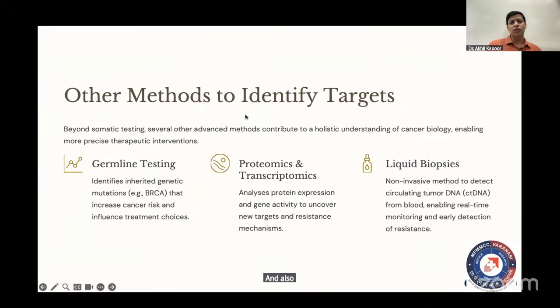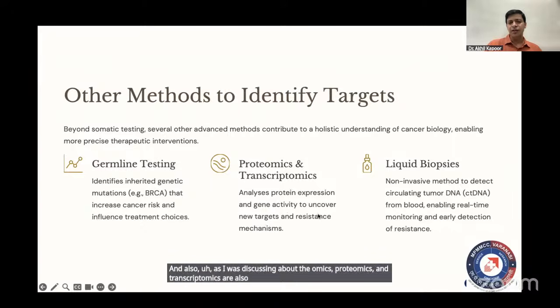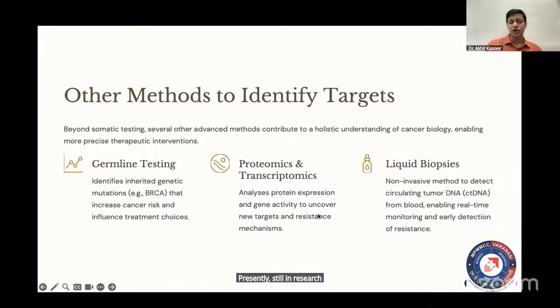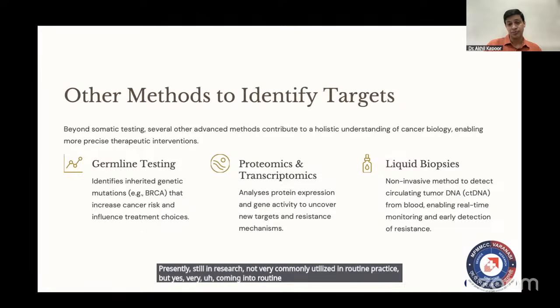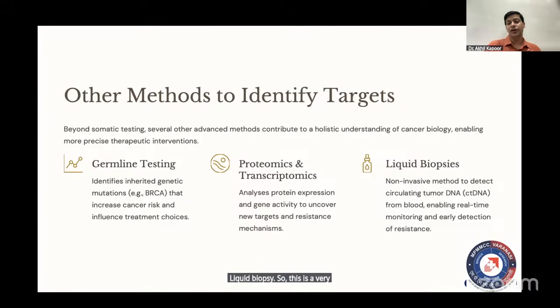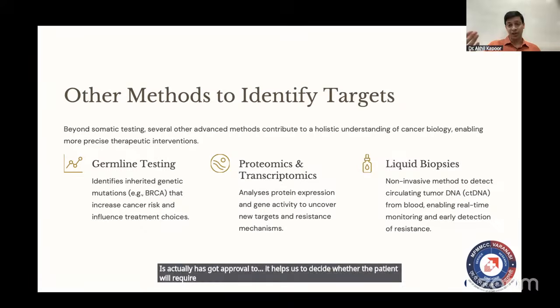Also, as I was discussing, omics, proteomics, and transcriptomics are coming up, presently still in research and not very commonly utilized in routine practice, but they are coming into routine use very actively. Liquid biopsy is a very rapidly emerging field. If we take the example of colorectal cancers, ctDNA-based testing from the blood has got approval, and it helps us decide whether the patient will require adjuvant chemotherapy or not.